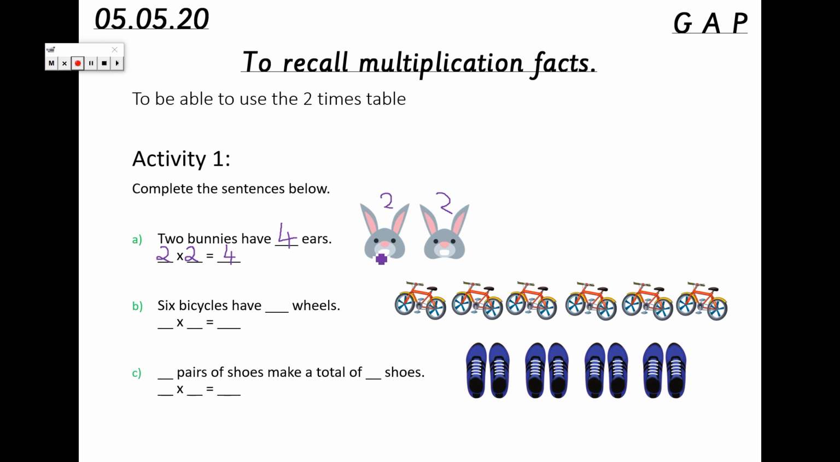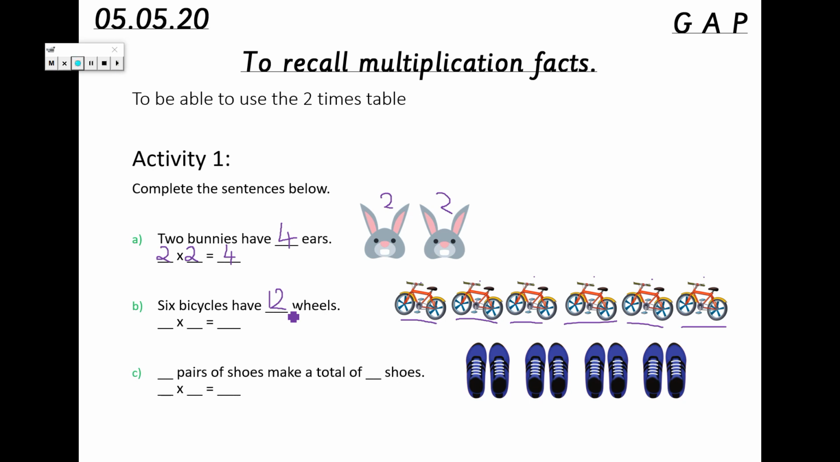Here we've got 6 bicycles. So let's count the bicycles. We've got 1, 2, 3, 4, 5, 6. So 6 bicycles have how many wheels? Let's count them together. So this one's got 2, this one's got 2 and 2, 2, 2 and 2. So we've got 2, 4, 6, 8, 10, 12. So all together 6 bicycles have 12 wheels.